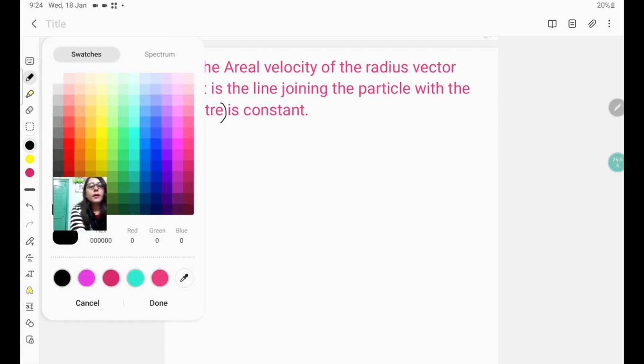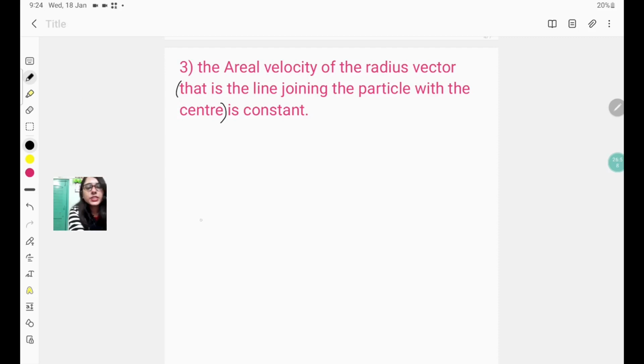Suppose we are drawing a picture here. Suppose this one is the line joining the particle with the center. This one is the center O. This one is a particle P. Now the line joining O to P is basically the radius vector. We are giving it a name R vector, radius vector. And suppose P is going along this direction. Suppose this one is the trajectory of the particle. The P is moving along this direction.